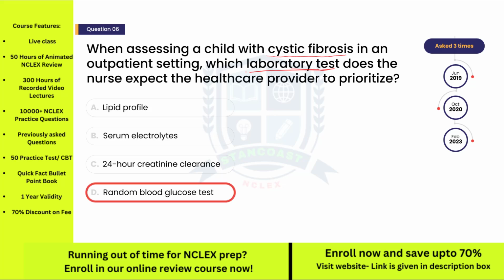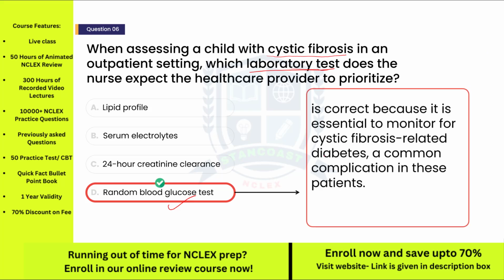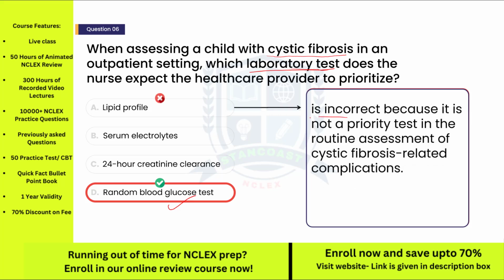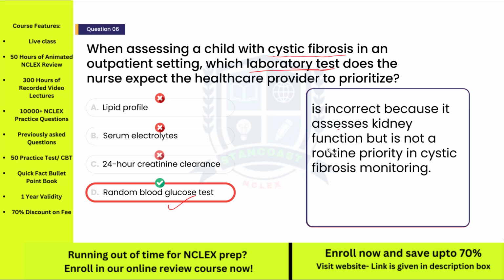Correct answer: D. Random blood glucose test. Option D is correct because it is essential to monitor for cystic fibrosis-related diabetes, a common complication in these patients. Option A is incorrect because it is not a priority test in the routine assessment of cystic fibrosis-related complications. Option B is incorrect because, while important, it is less critical than monitoring for cystic fibrosis-related diabetes. Option C is incorrect because it assesses kidney function, but is not a routine priority in cystic fibrosis monitoring.